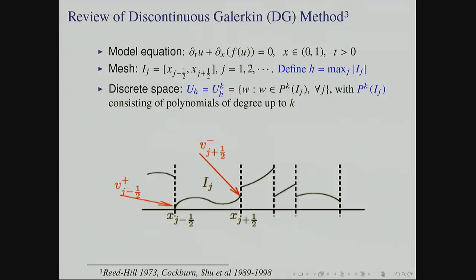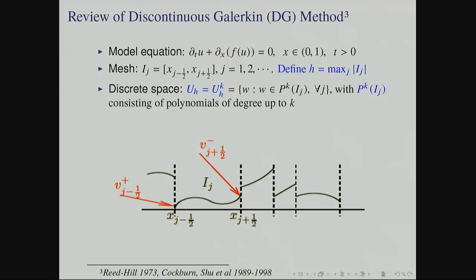Now I want to review a little bit of discontinuous Galerkin methods. I assume some of you work on WENO methods, and you can appreciate this. I will start with a model equation, a 1D scalar conservation law. U is your unknown and F is the flux function. Then we can partition the domain into small elements, with each element called I_j.